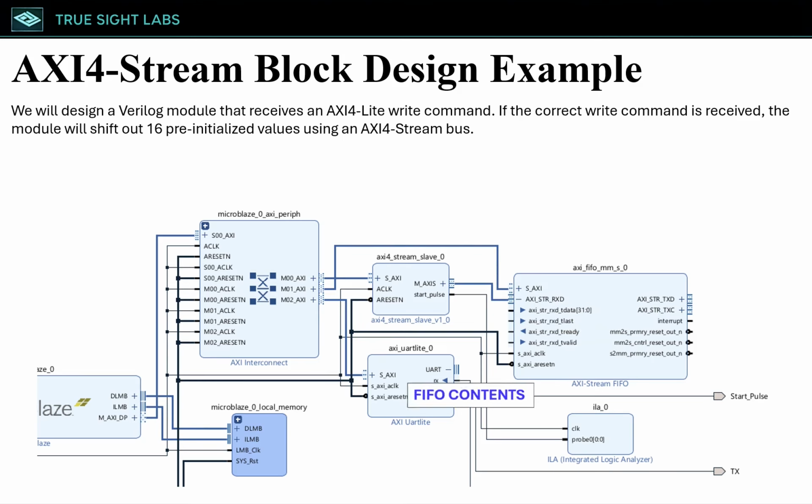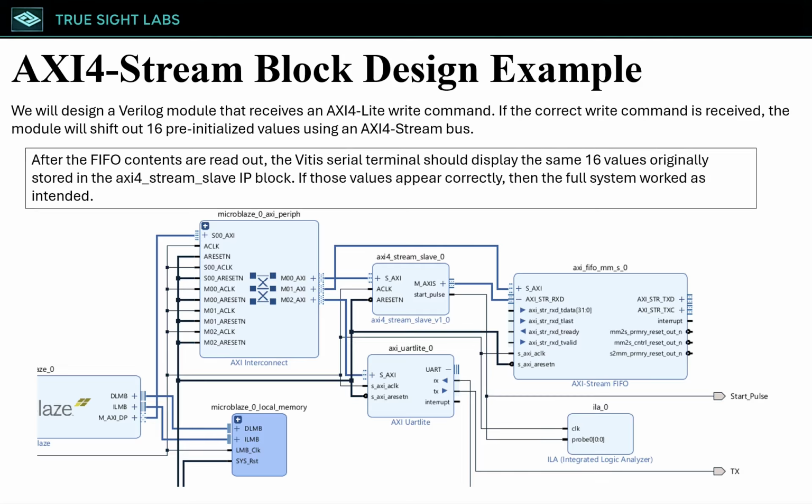After the FIFO reports that the AXI4-Stream transfer is complete, the processor reads the FIFO contents and sends the values out through UART. After the FIFO contents are read out, the Vitis serial terminal should display the same 16 values originally stored in the AXI4-Stream slave IP block. If those values appear correctly, then the full system worked as intended.